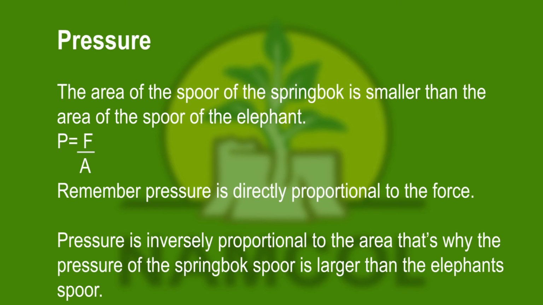The springbok's foot has a smaller surface area. Thus, it exerts more pressure on the sand, making deeper spoor compared to animals with feet of large surface areas like elephants. We have come to the end of the lesson. Let's have a look at the lesson summary.